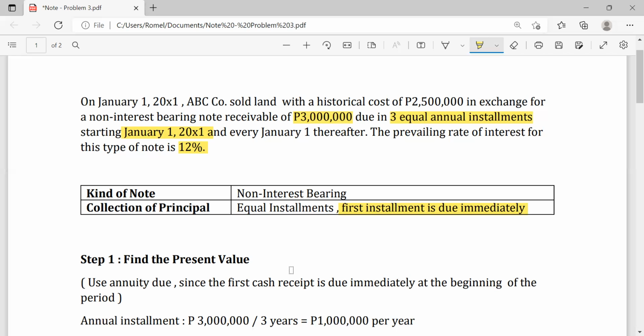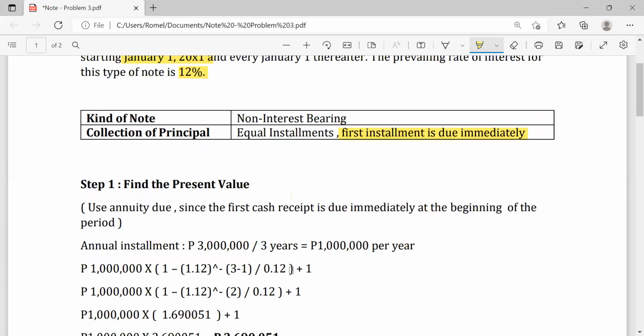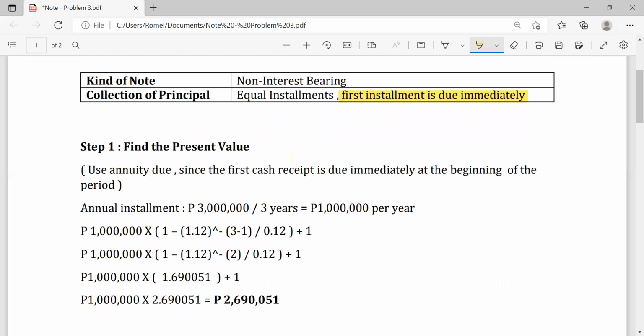So what are the things that we need to do next? Step 1, we need to find the present value. Question, what formula will we use? So number 1, we will be using the annuity formula. Bakit natin gagamitin ang annuity formula? Or why do we use the annuity? Kasi equal installments. So that's number 1.